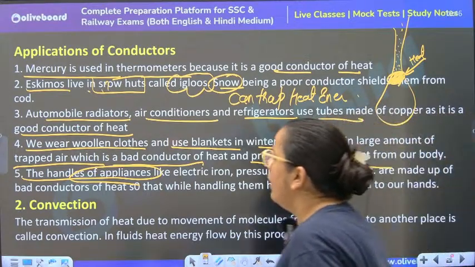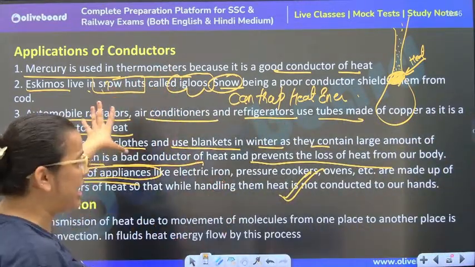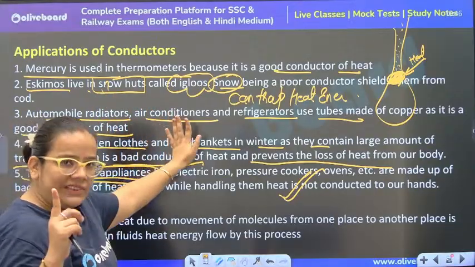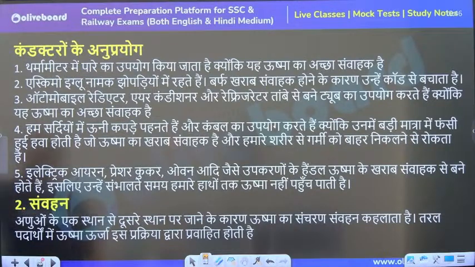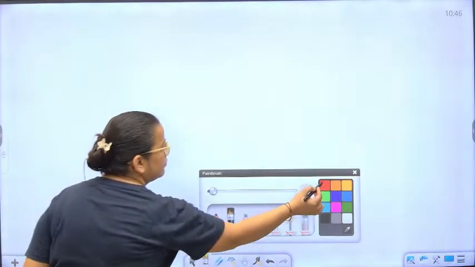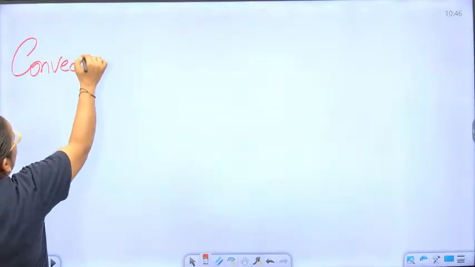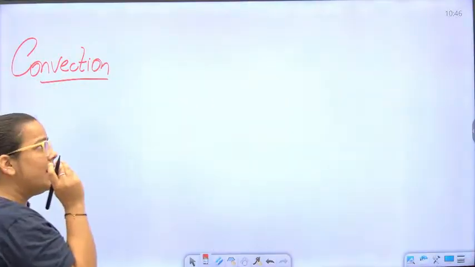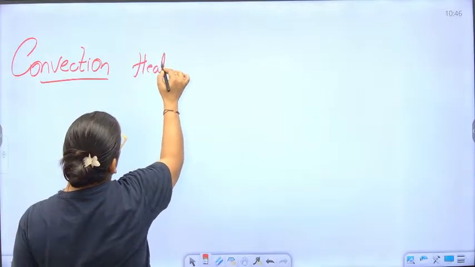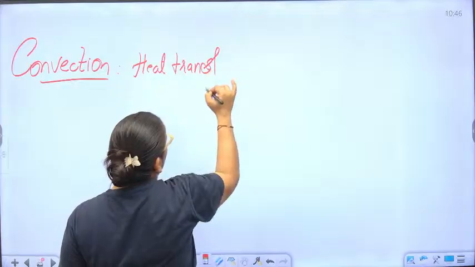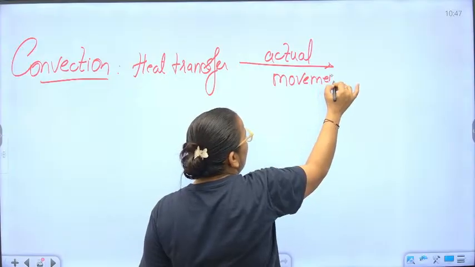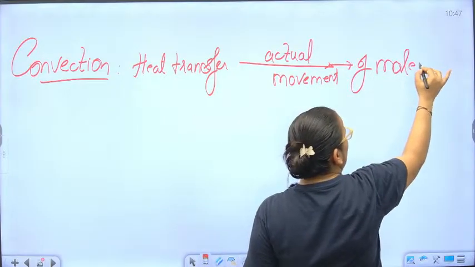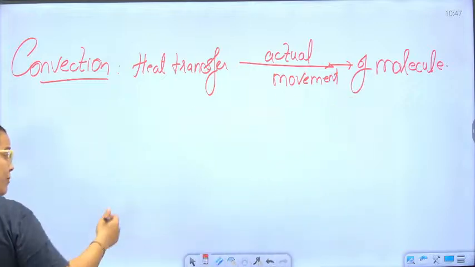Okay. Now, this is the first heat transmission process, that is conduction. The second transmission is convection. Now, what is convection? See here. In the case of convection, the heat transfer happens through the actual movement of molecules.